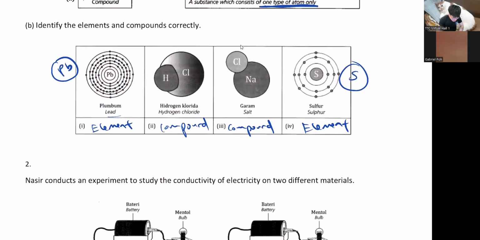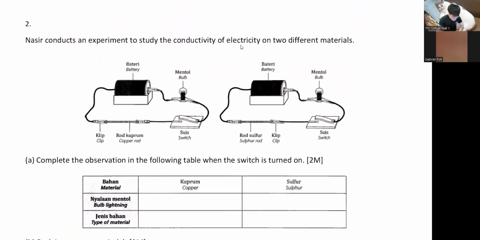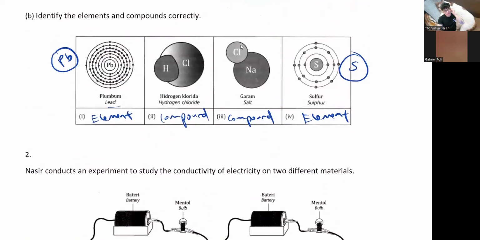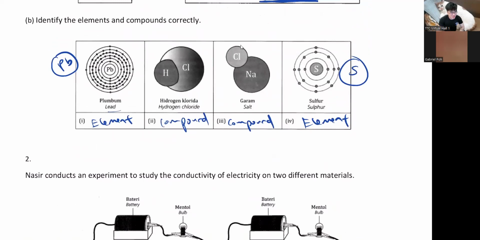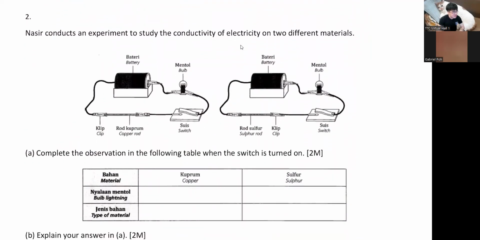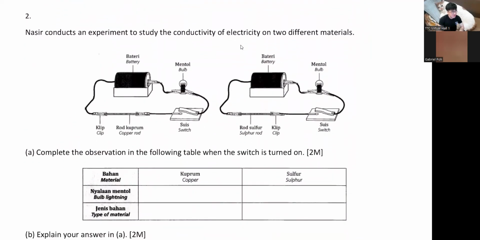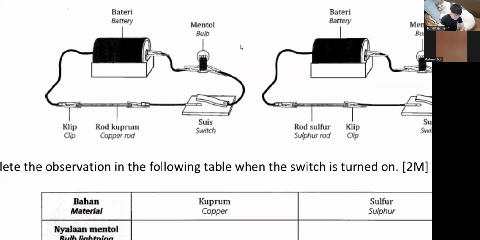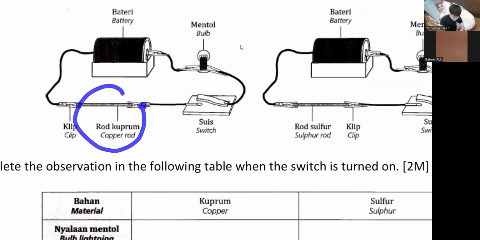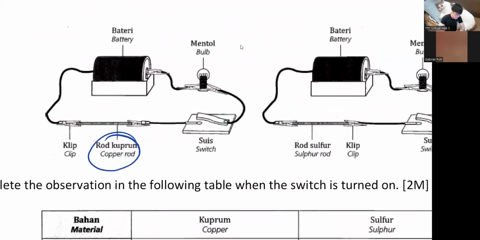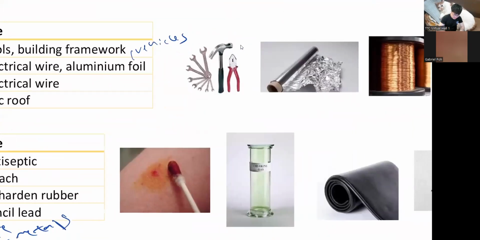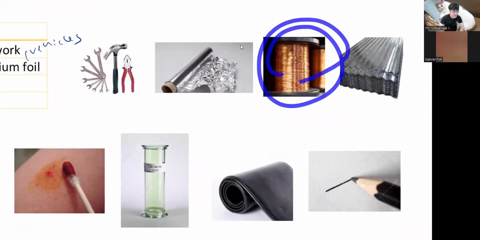Next, number 2. This one is not really coming out for the exam because it's a bit out of your syllabus. But this one is. Let's look at number 2. You have an experiment to study the conductivity of electricity. So you have 2 circuits here. You have a copper rod. As you know, copper is this thing.